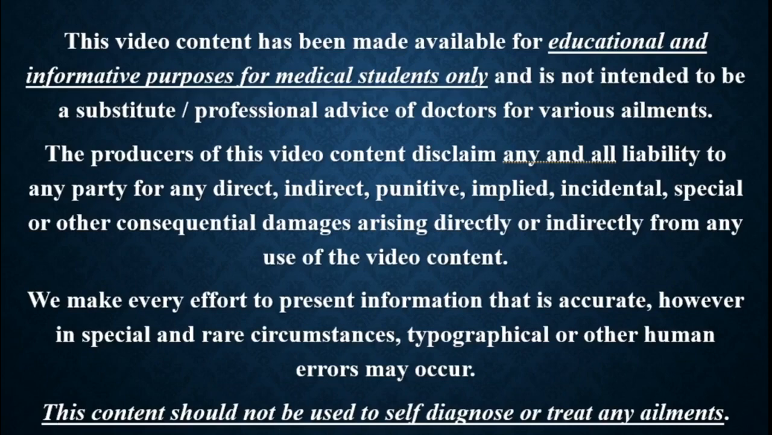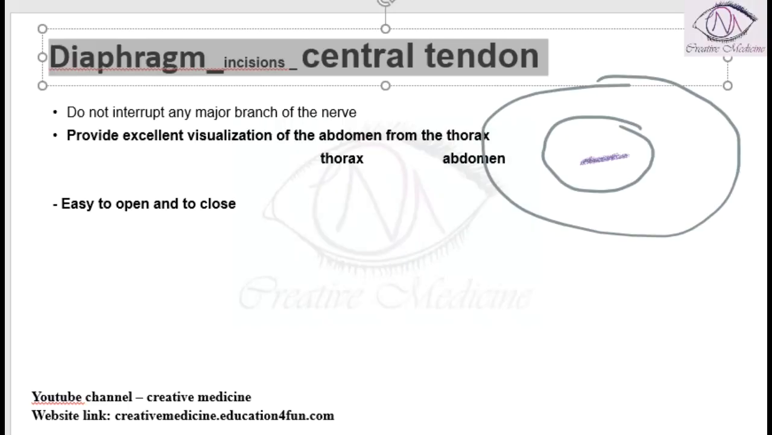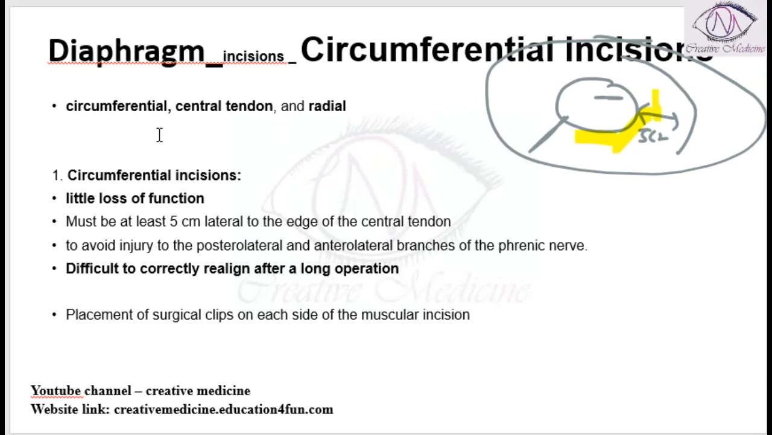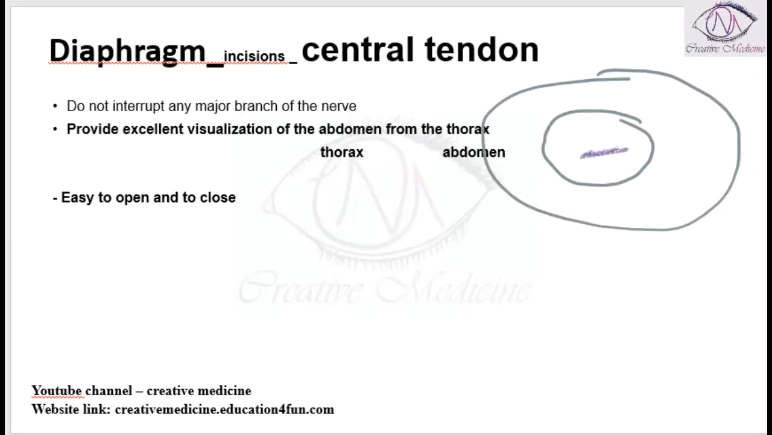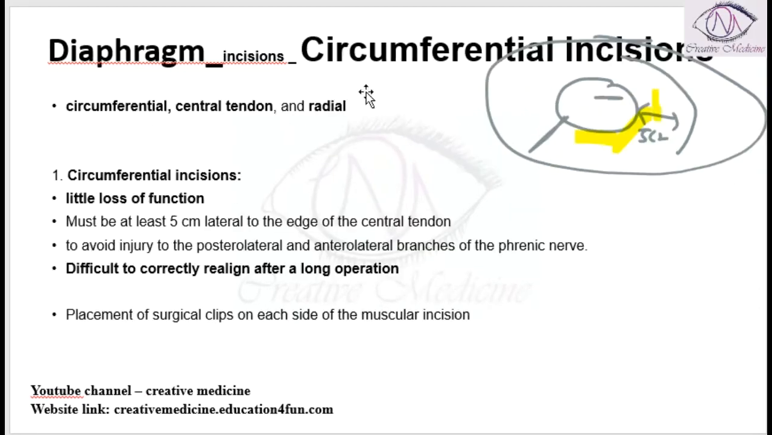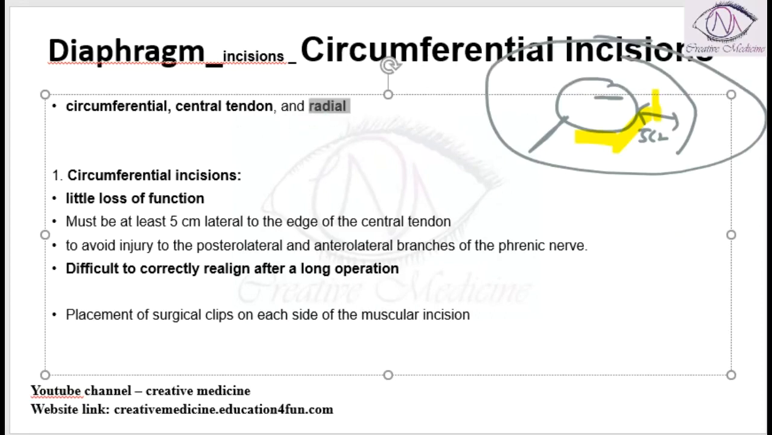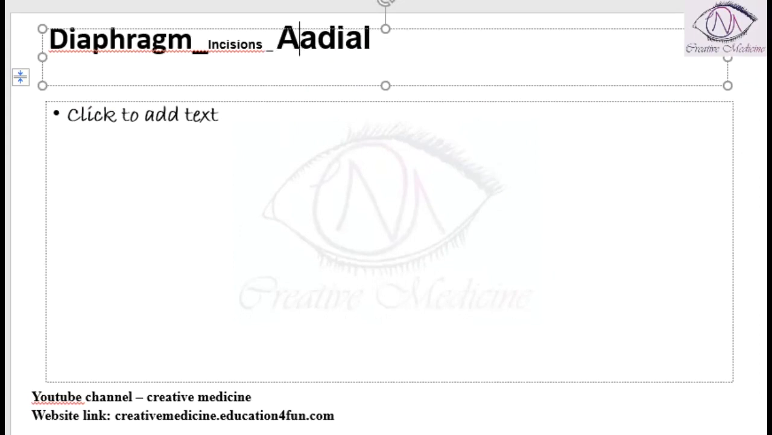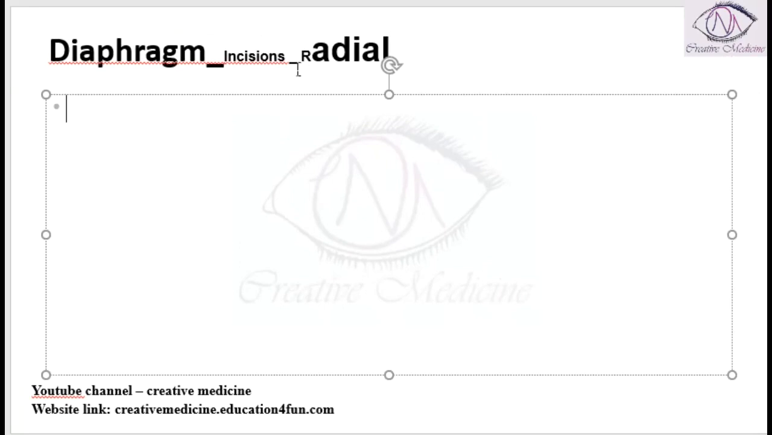In this lecture, we will learn about the next type of incisions in the diaphragm. We have circumferential incision, central tendon incision, and radial incisions present in the diaphragm. So circumferential, this is central tendon incision. Now we have to see the radial incision. Right, so this is the radial incision which is present. So we have circumferential incision, central tendon incision, and radial incision.